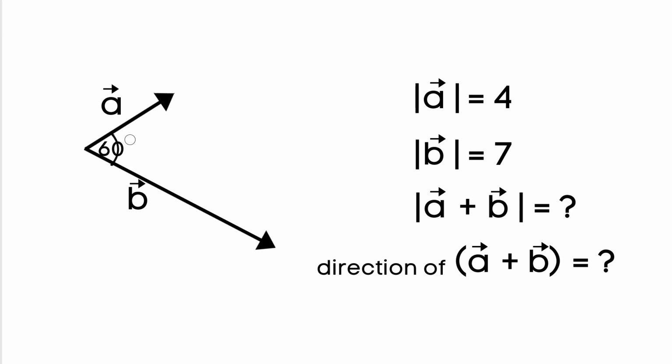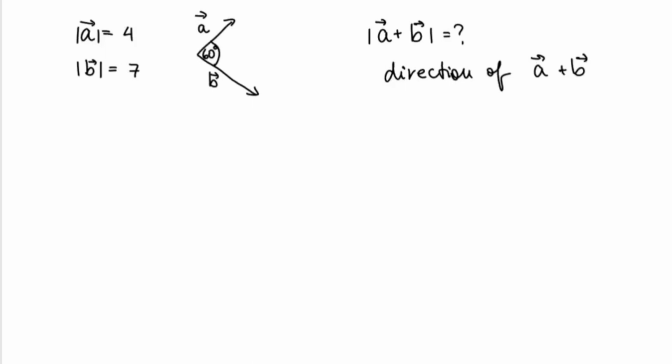Let's see how we can determine the sum of two vectors, how we can establish the magnitude of the resultant vector given the magnitudes of the two vectors, and how we can find the direction of the resultant vector given the angle between the two vectors. So here we're given the magnitude of vector A, which is 4 units, the magnitude of vector B, which is 7 units, and we need to find the magnitude of the sum of the two vectors and the direction of the new vector, A plus B.